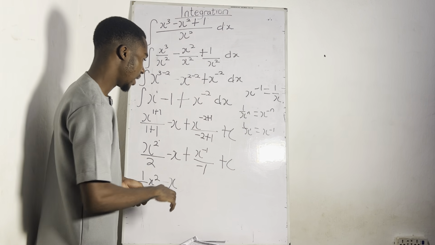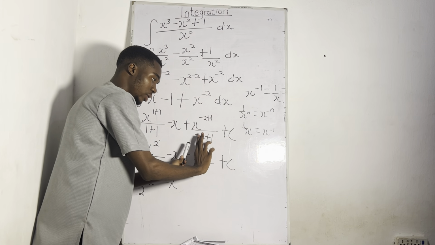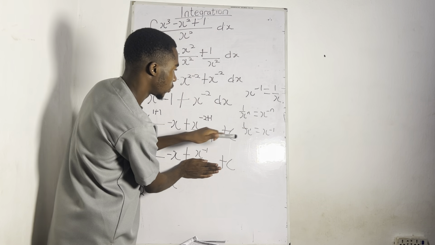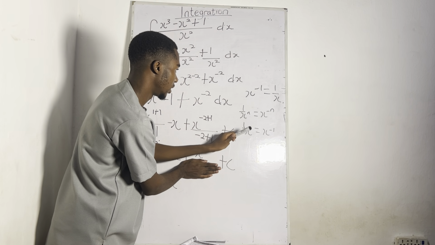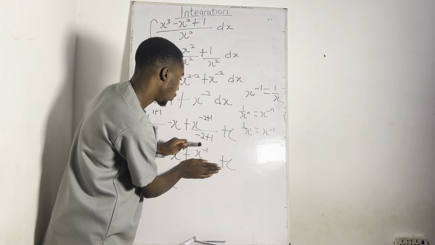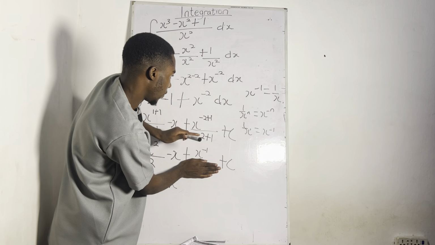So that being said, only the x exponent -1 in the numerator is the same as 1 over x. You get it? It's the same as 1 over x. 1 over x exponent 1 is the same as 1 over x. So only the 1 at the top is the same as 1 over x.